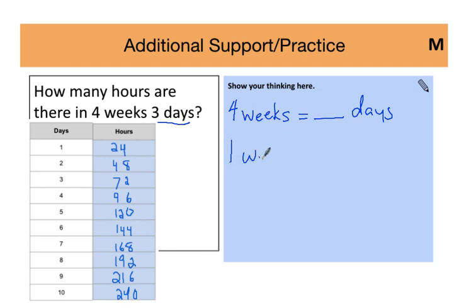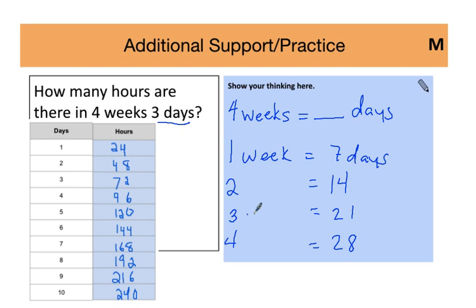We know that 1 week is 7 days, right? So that means 2 weeks is equal to 14 days. I'm starting to see something here. 3 weeks would be 21 days. 4 weeks would be 28 days, right? We're counting by 7 if we go down, right? 7, 14, 21, 28. Or we're multiplying by 7 across, right? So 28 days. Go ahead and erase this because I ran out of space.